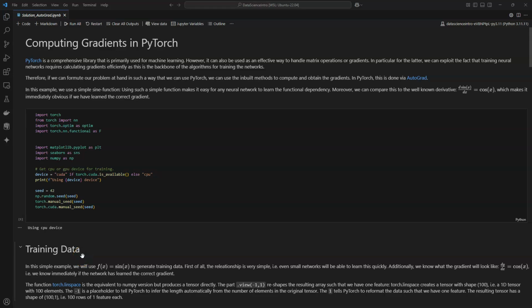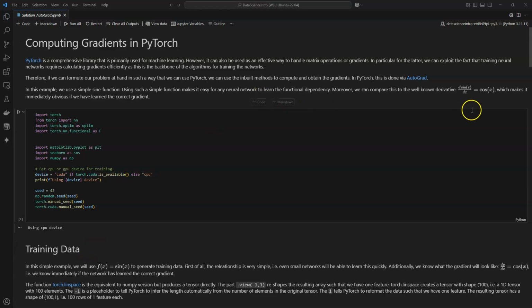In this code walkthrough, we want to look at one of the more underrated features of deep learning libraries: how we can compute gradients in PyTorch. Of course, we need this implicitly when we want to train neural networks. For example, it's part of the backpropagation algorithm, but we can make use of this explicitly via the AutoGrad module. And here we want to see how this works in principle.